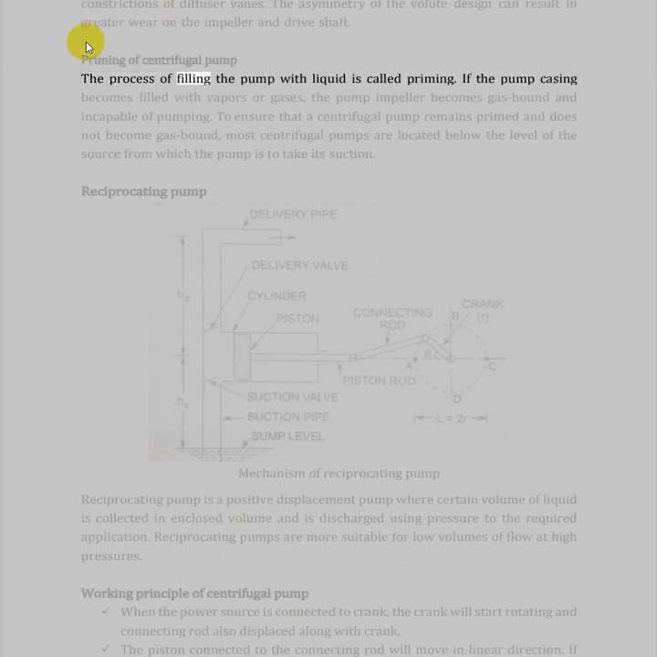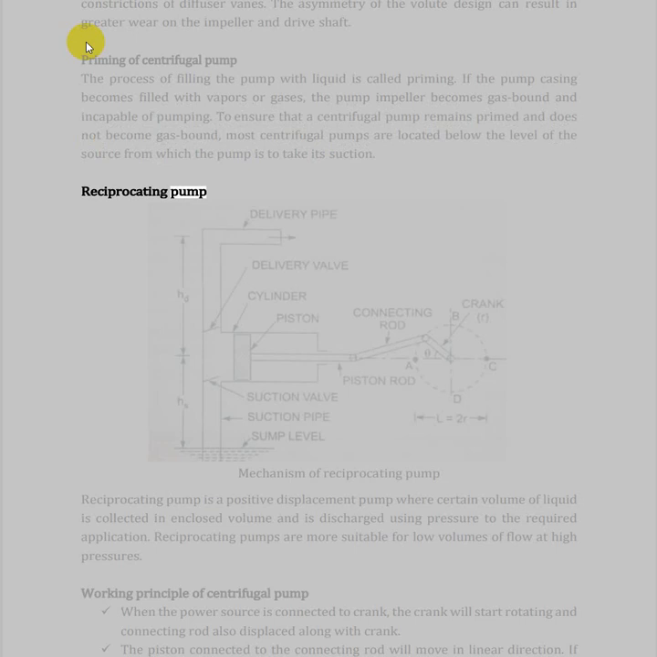The process of filling the pump with liquid is called priming. If the pump casing becomes filled with vapors or gases, the pump impeller becomes gasbound and incapable of pumping. To ensure that a centrifugal pump remains primed and does not become gasbound, most centrifugal pumps are located below the level of the source from which the pump is to take its suction.